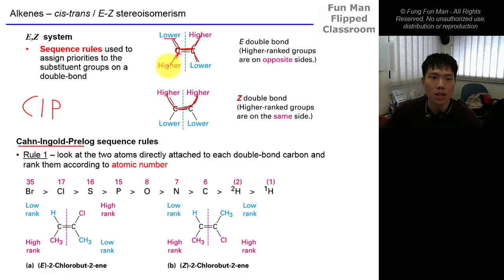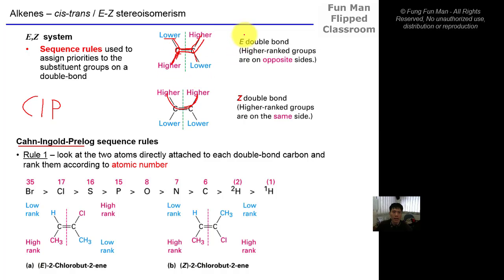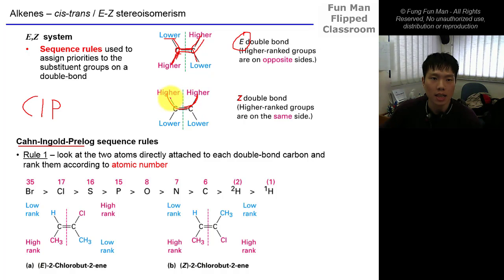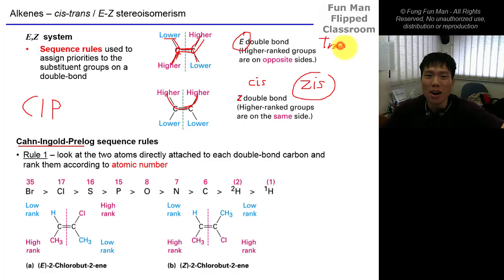If the higher priority groups are on the opposite side, we call it E. If they are on the same side, they are called Z. So this is similar to cis, but we cannot call these cis because these two may not be the same. But you can remember by using this hack: Z is like cis, but it's different. Then of course E must be the so-called trans-like one, but again let me clarify, they are different. Something like cis, then trans-like.